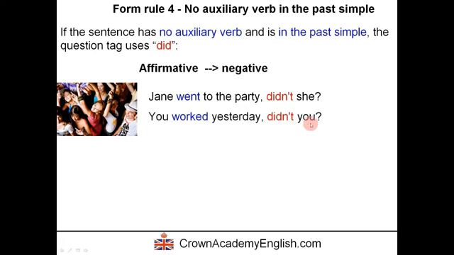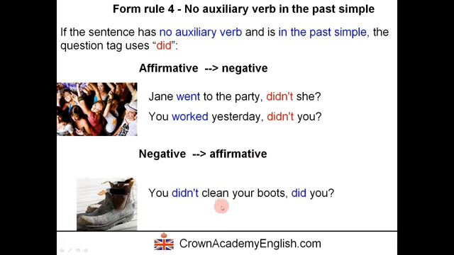You worked yesterday, didn't you? And now let's look at the negative. You didn't clean your boots, did you? So didn't clean, this is the past simple in the negative. So this is the negative of the past simple. You didn't clean your boots. And then the question tag uses did. Did you? In the affirmative. So negative, affirmative.